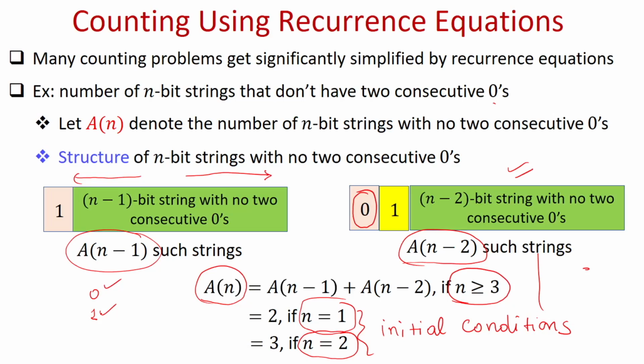Similarly, if I consider n equal to 2, then the possible strings of length 2 which do not have occurrences of two consecutive zeros are 1 1, 1 0, and 0 1. These are the valid strings. And how many such strings do you have? 3. That's why a of 2 will be 3. But for any n greater than or equal to 3, I can find out the value of a of that particular n by using this recurrence equation, right?